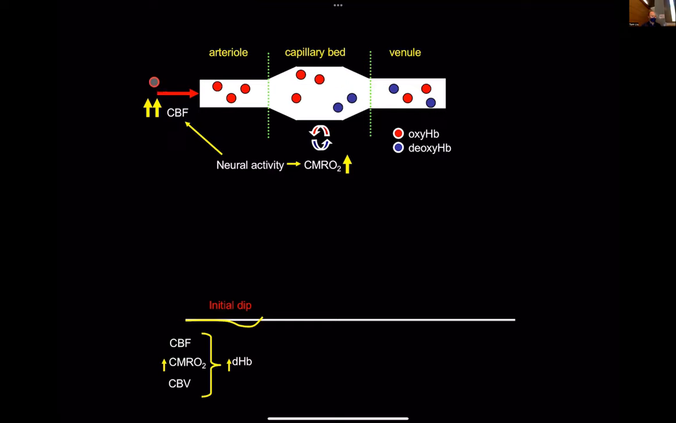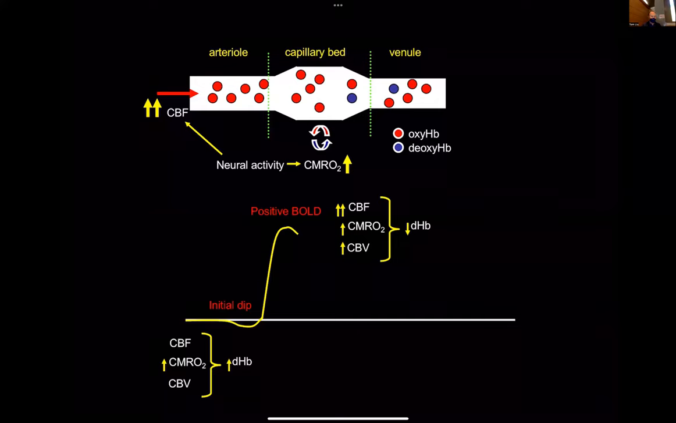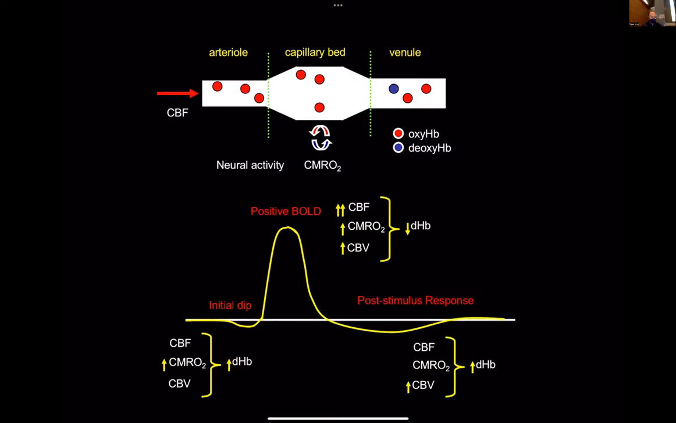So this ratio tends to be 2-to-1, 3-to-1, and it tends to be higher especially in your visual cortex and your motor cortex, because you don't want to skimp on making sure those areas can act very quickly. So therefore that leads to less deoxyhemoglobin and therefore an increase in the positive BOLD signal, and then a post-stimulus decrease.